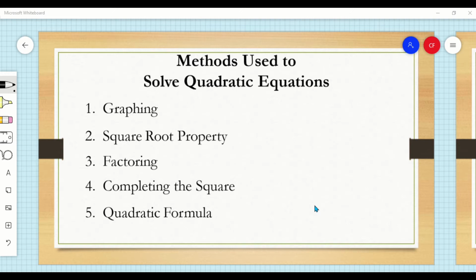And here are the methods used to solve quadratic equations. First, we have graphing, square root property or extracting square root, factoring, completing the square, and the quadratic formula. Okay? So, yung focus lang natin is yung apat na to. Start tayo dito sa square root property or extracting square root, factoring, completing the square, and using quadratic formula. Okay, ayan po yung focus natin.